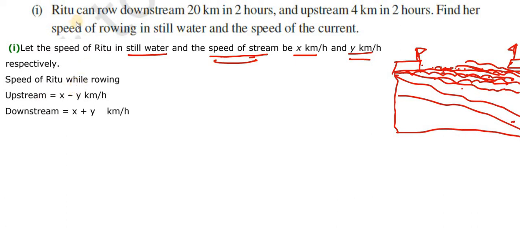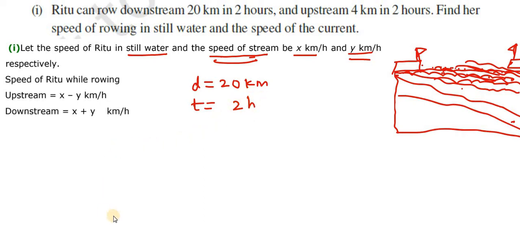According to the question, Ritu can row downstream 20 kilometers in 2 hours. So the distance traveled is 20 kilometers, and time is equal to 2 hours.